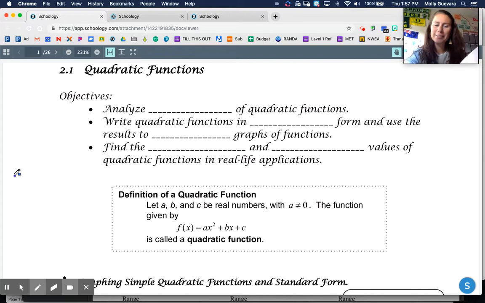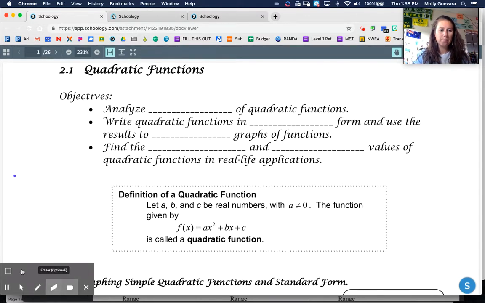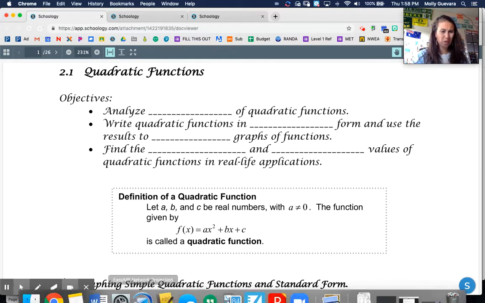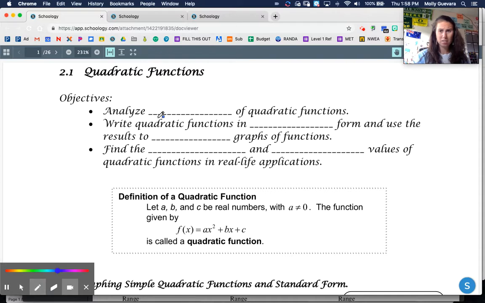Super excited to start Unit 2. Unit 2 is all about quadratic functions. So it's going to be looking at all those parabolas and different ways to solve for them and graph them and all sorts of fun stuff. So what we're going to do is start with 2-1 today. Make sure you have your notes out, and we're just going to go ahead and get started.